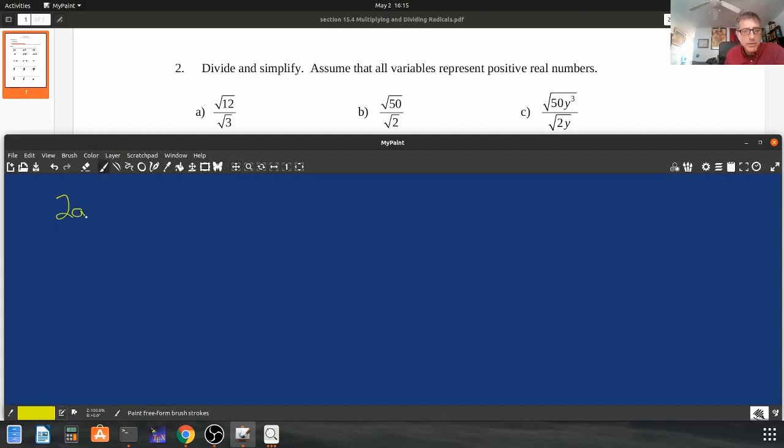So let's do 2a. We're doing the square root of 12 divided by the square root of 3. We always want to use our quotient rule. That's the whole point here. So that's 12 divided by 3. And the square root of 12 divided by 3 is the same thing as the square root of 4. And that's equal to 2.